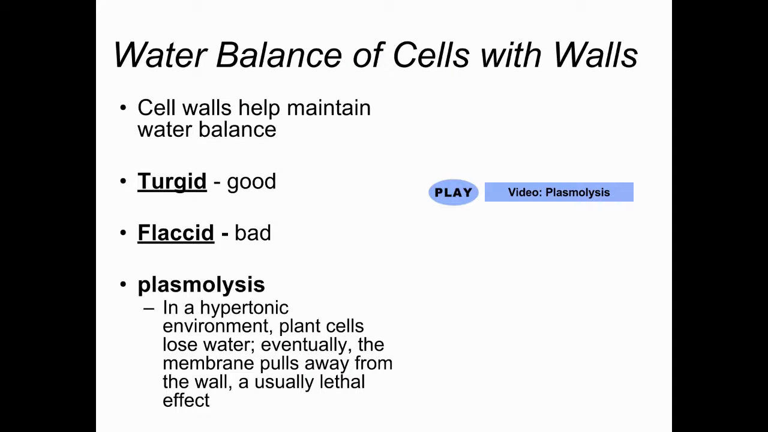And just finishing up on this. Turgid is what they want. Flaccid is what you have when it's bad, when it's wilted. And then plasmolysis is when you have the cell membrane actually pulling away.